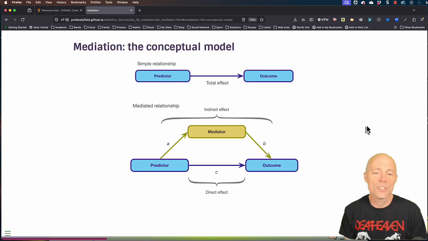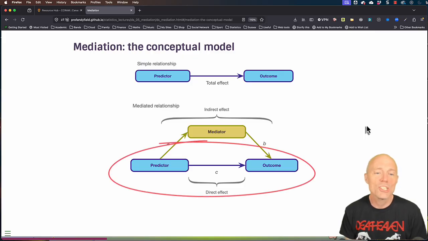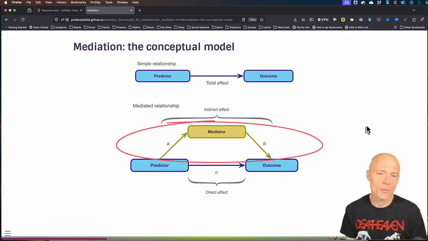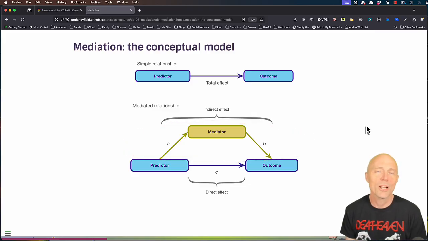One is what's known as the direct effect. So this is the relationship between the predictor and the outcome that has been adjusted for a third variable, what we call the mediator. And also the indirect effect. So these are sort of the brown parts on here. So this is like the effect of the predictor on the outcome that goes via a third variable, the mediator.